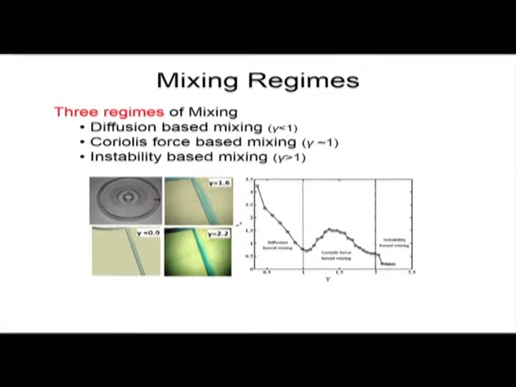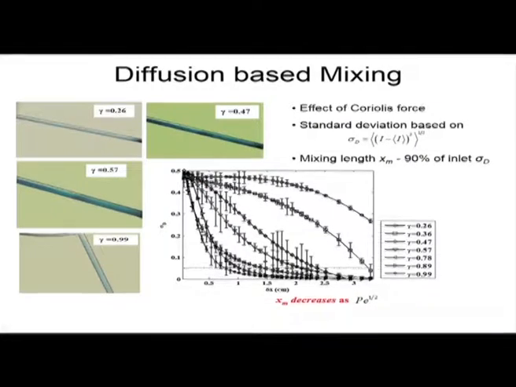And this is such a beautiful platform that if you have good mixing on a CD, you can do rapid diagnostics with a blood sample, and that you can do with instabilities, which is a purely fluid mechanics perspective. So there are different regimes of the mixing length as a function of gamma. First you have diffusion based mixing, then Coriolis based mixing, and then instability based mixing.